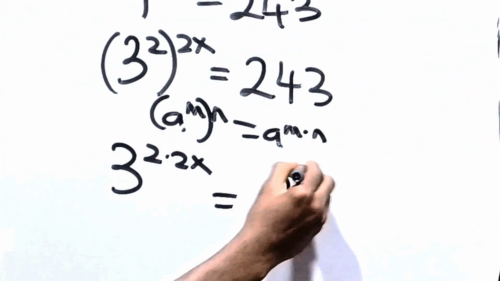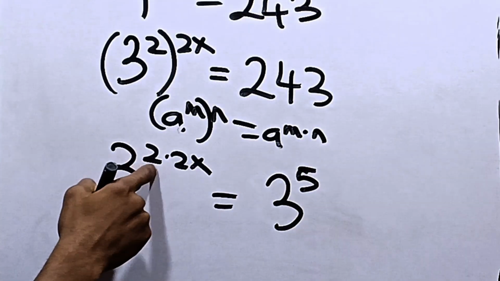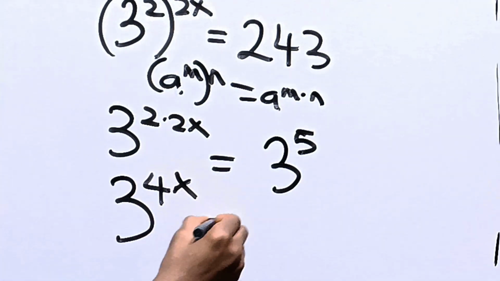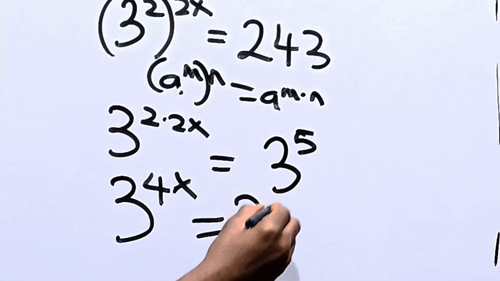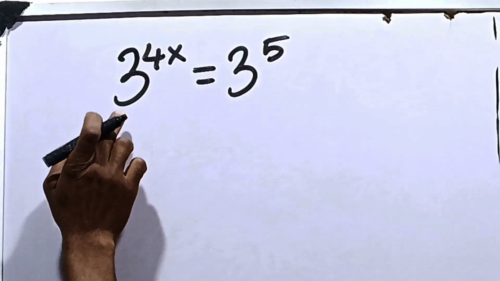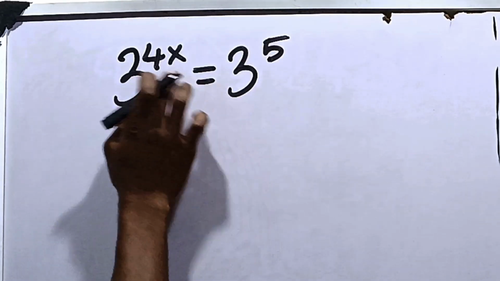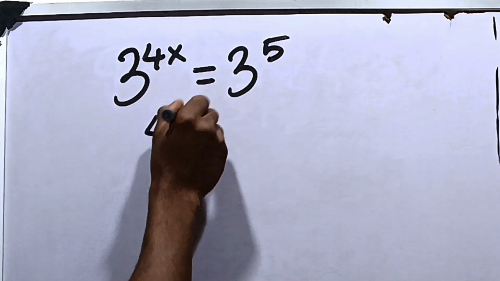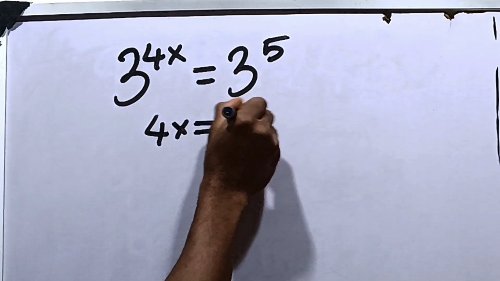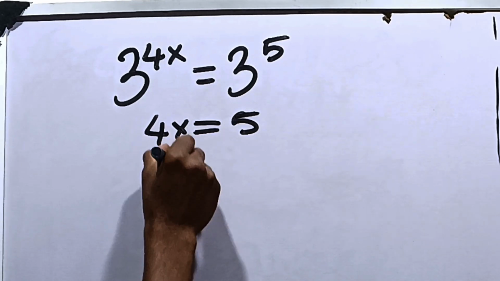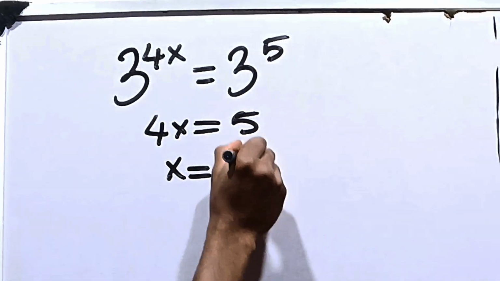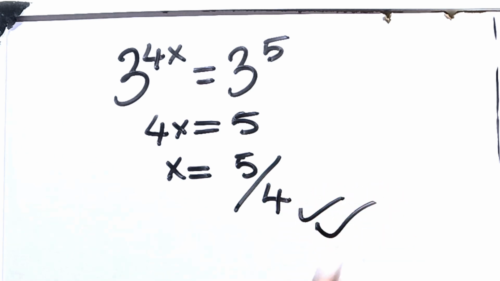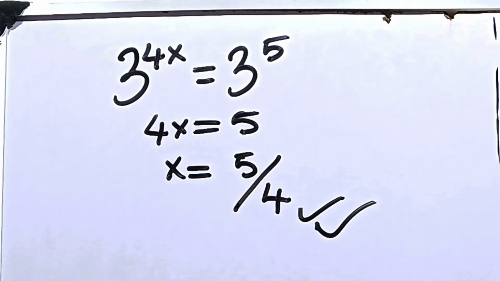From here we now have 2 times 2x is 4x, so we have 3 raised to the power 4x becoming equal to 3 raised to the power 5. We can see that when the bases are the same, we can equate the powers. So since 3 is equal to 3, we can say that 4x becomes equal to 5. From here we now have x is equal to 5 over 4, and this becomes the final answer to this question. Thanks for watching.